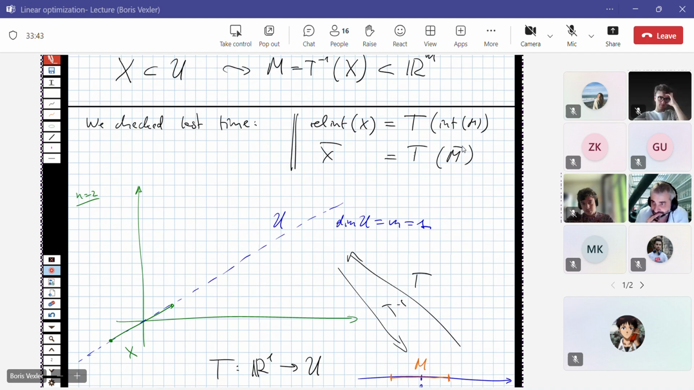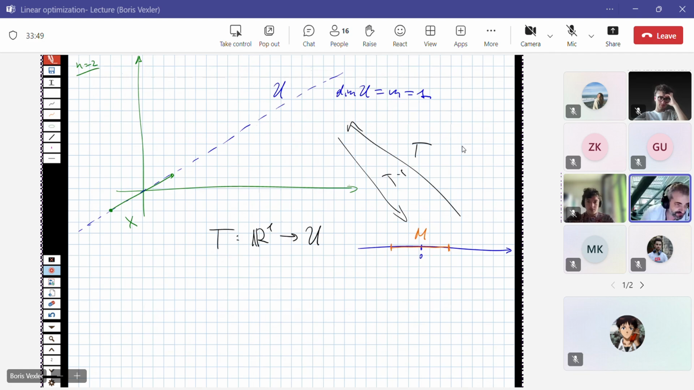Clear now? Yeah, thank you. Okay, and thank you for pointing this out. It was just a small mistake.